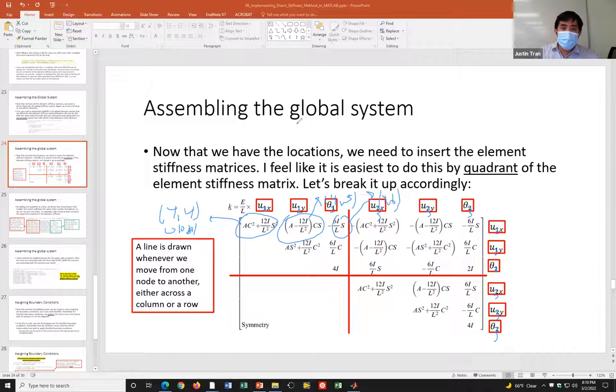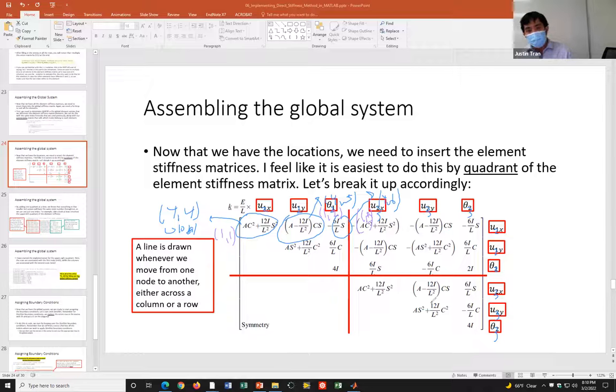But these also have locations in the element stiffness matrix as well. Even though we know that this goes into the 4, 4 slot of the global stiffness system, in the element stiffness matrix, this is the first row, first column. So this is 1, 1. In the element stiffness matrix, this is 1, 2. In the element stiffness matrix, this is 1, 3. And so on and so forth.